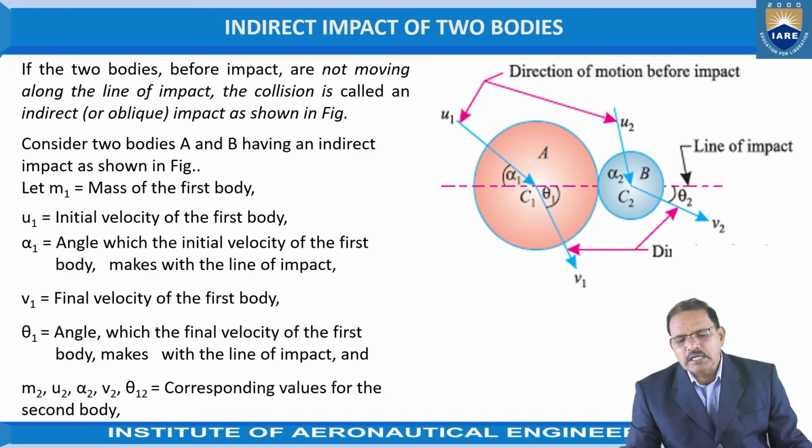The second case, indirect impact of two bodies, also called oblique impact. In this case, let U1 represent the initial velocity of the first body, here represented as A, and M1 represent the mass of the first body.